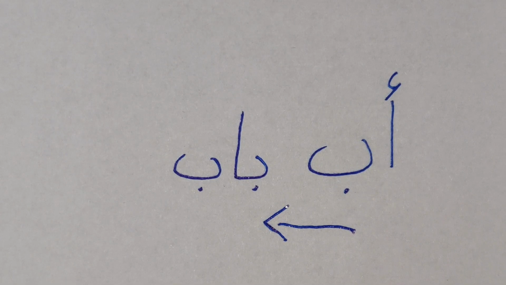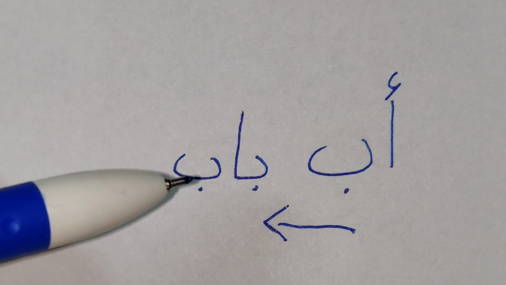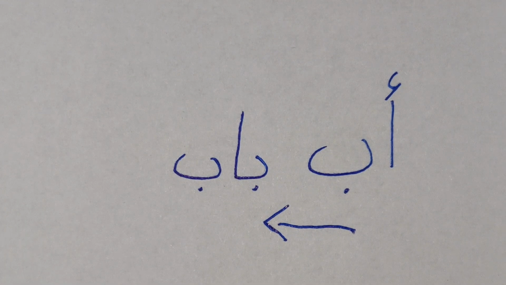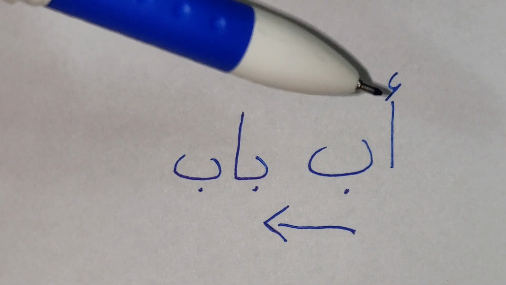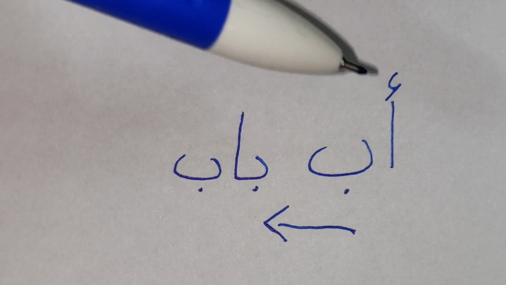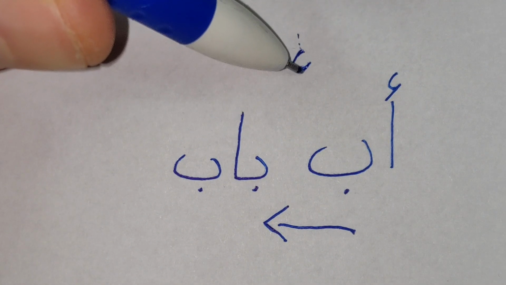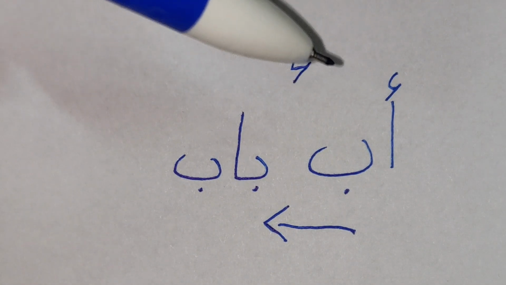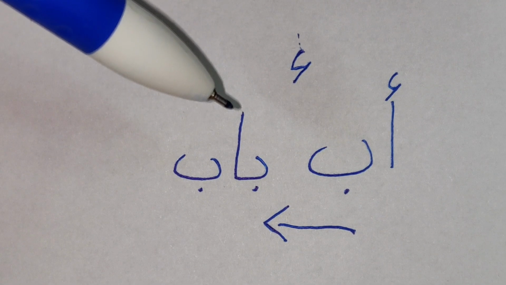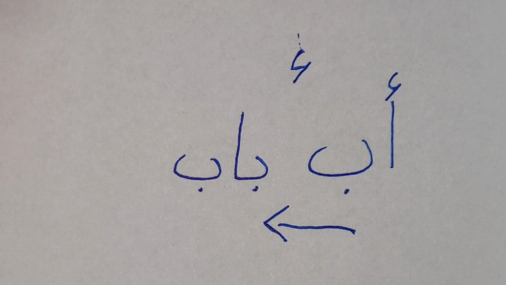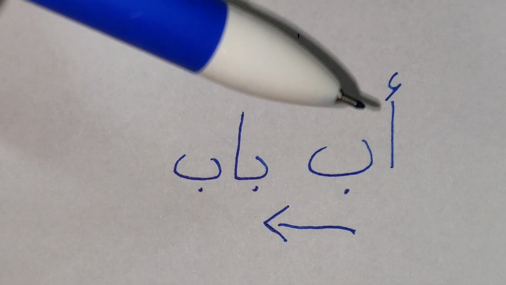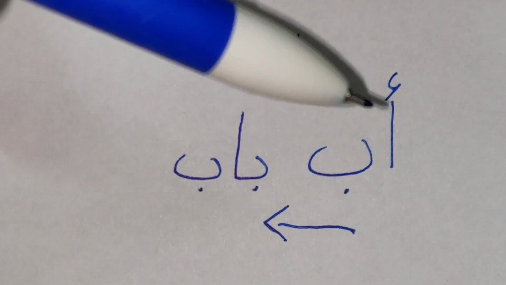Once again, bab. Also, notice the symbol I drew over alif for ab. This is called a Hamza, and I drew it over the alif for ab, but not for bab. The Hamza is very important in this context as it makes the alif more of a consonant than a vowel.